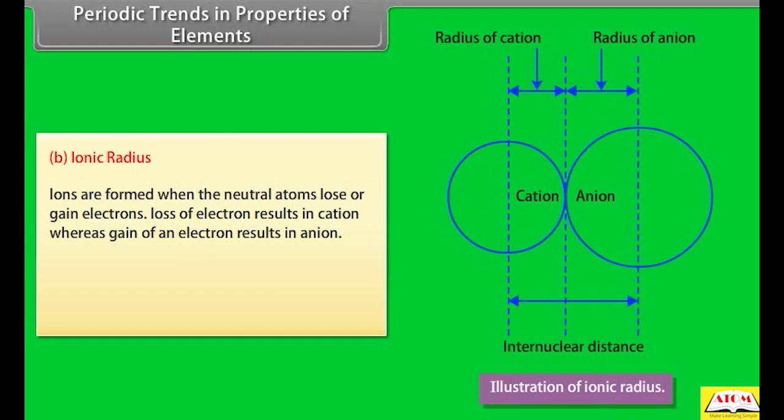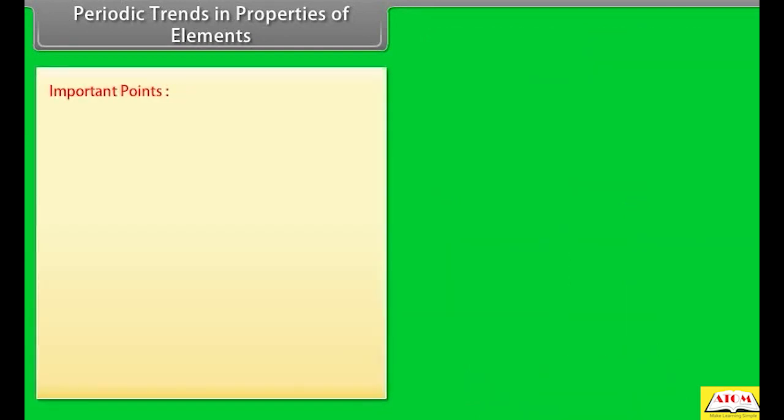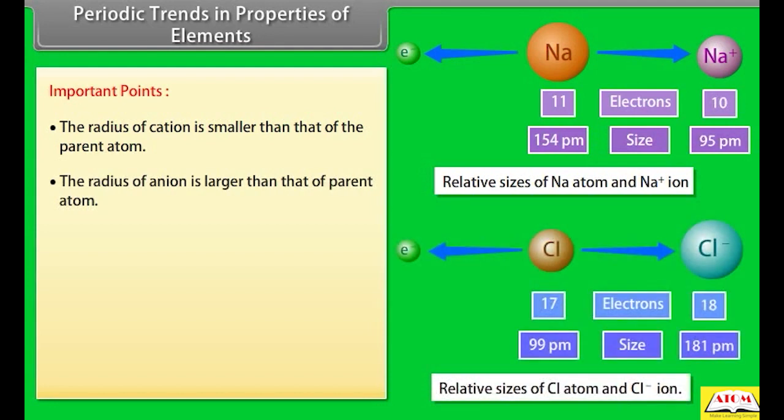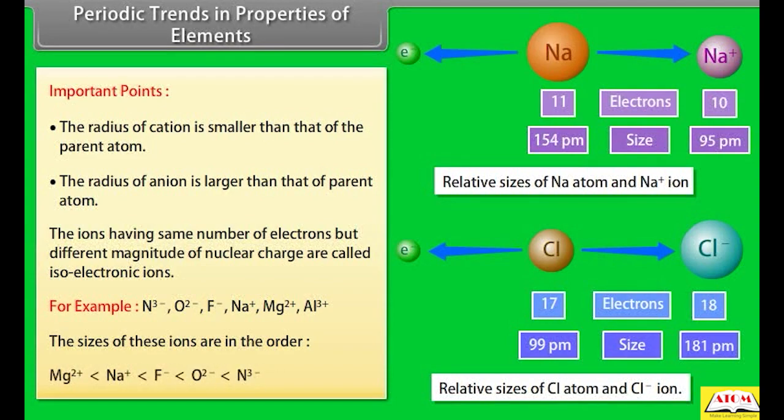Loss of electron results in cation, whereas gain of an electron results in anion. Ionic radius may be defined as the effective distance from the nucleus of the ion to the point up to which it has an influence in the ionic bond. Important points. The radius of cation is smaller than that of the parent atom. The radius of anion is larger than that of parent atom. The ions having same number of electrons but different magnitude of nuclear charge are called isoelectronic ions. For example, the size of these ions are in the order.